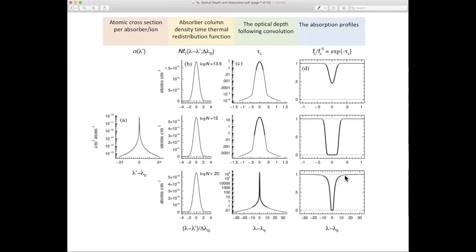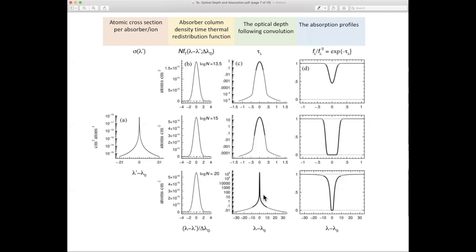I don't know if I explained that very well, but this is why you get damping wings at large column densities. Sometimes you ask people, why do you get damping wings in large column density absorbers? And they'll say, oh, because the atoms are so close together, they're starting to blur each other out, and so on. No, that's pressure broadening. This has nothing to do with pressure broadening. Okay, all right, I'm just going to pause. Any questions?